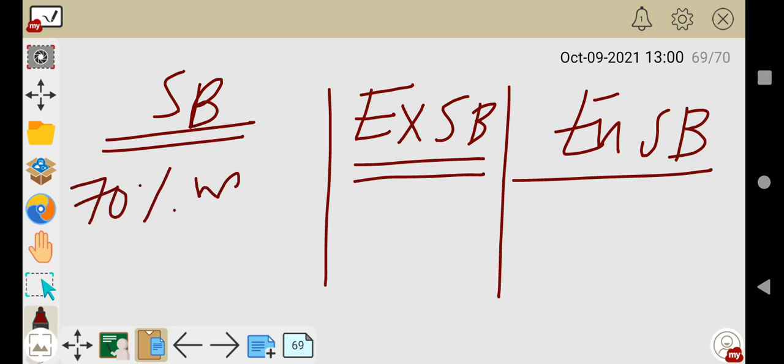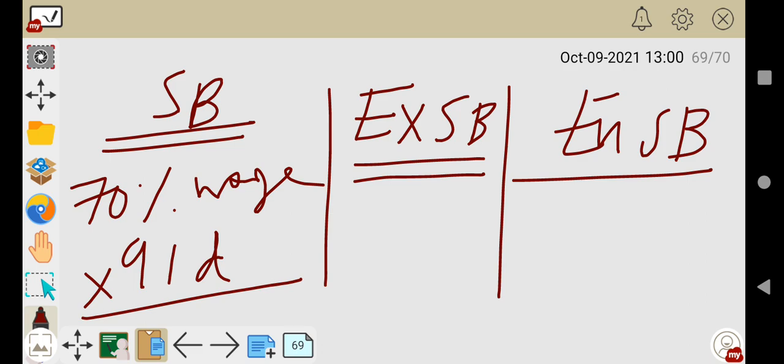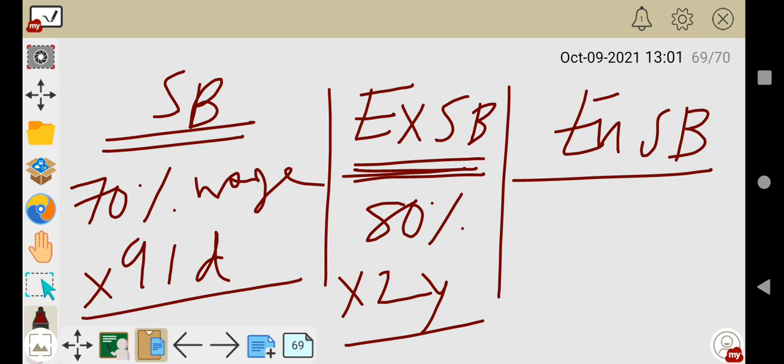70% wage. How many days? 91 days. Okay? Means he will get 70% wage for 91 days without any work in case of sickness. It will be extended when in case of 34 diseases he will get 80% wage for 2 years. Am I clear? And enhanced is something else.